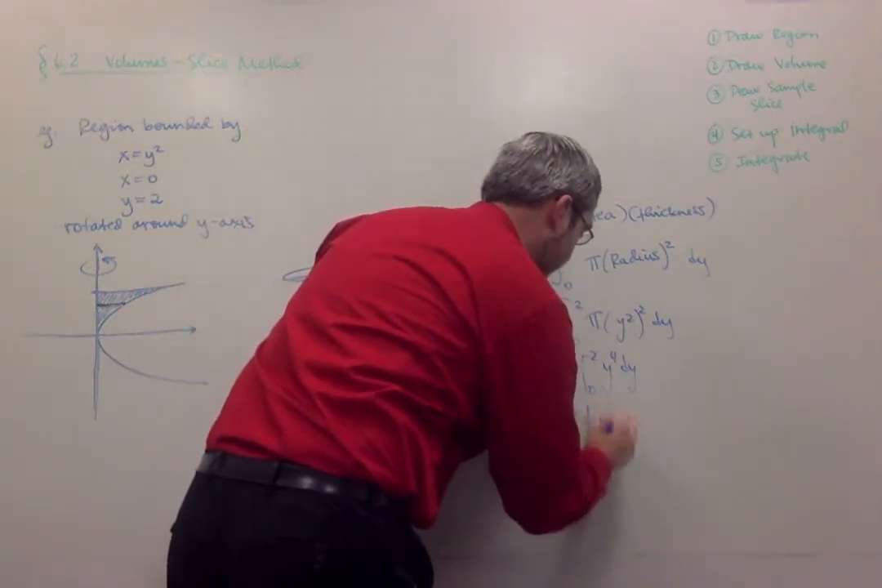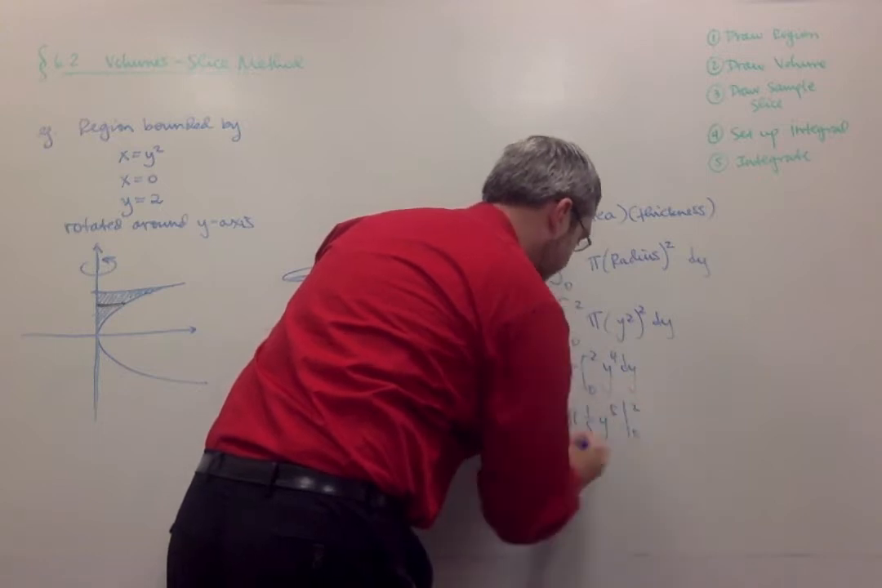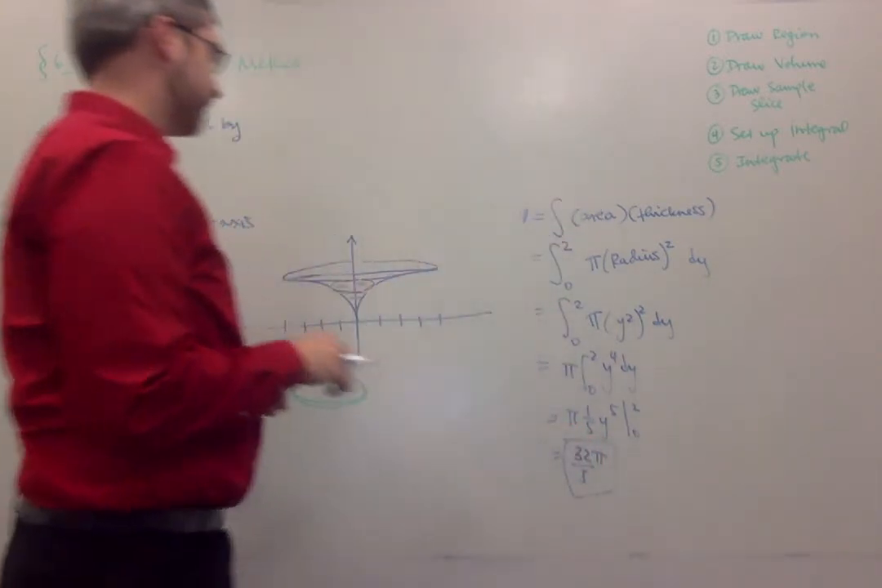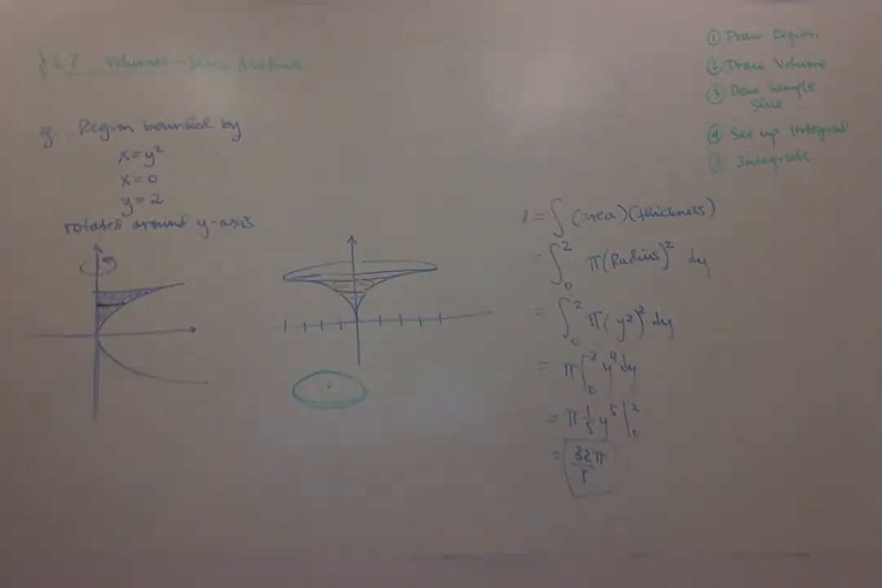And since we're so close, let's go ahead and do it. It's going to be 1/5 y to the fifth from 0 to 2, and if you plug in 2, you get 32 pi over 5. That's going to be the volume of that region right there. All right. Hopefully that makes sense.